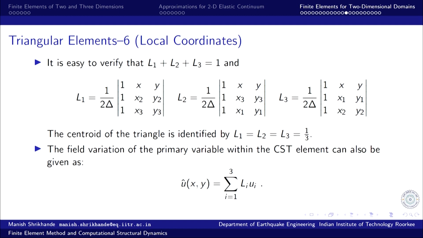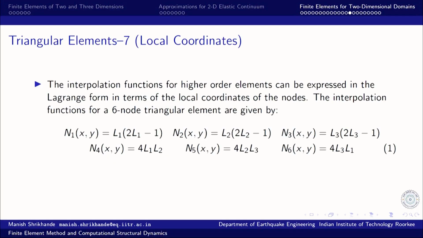So, the field variable, the primary variable within the CST, constant strain triangle, can be given as sigma L_i u_i, that is L1 u1 plus L2 u2 plus L3 u3, which is equal to the variation of the primary variable u within the element omega e, right. So, the interpolation functions for higher order elements can be expressed in the Lagrange form in terms of the local coordinates of the nodes. How do we do that?